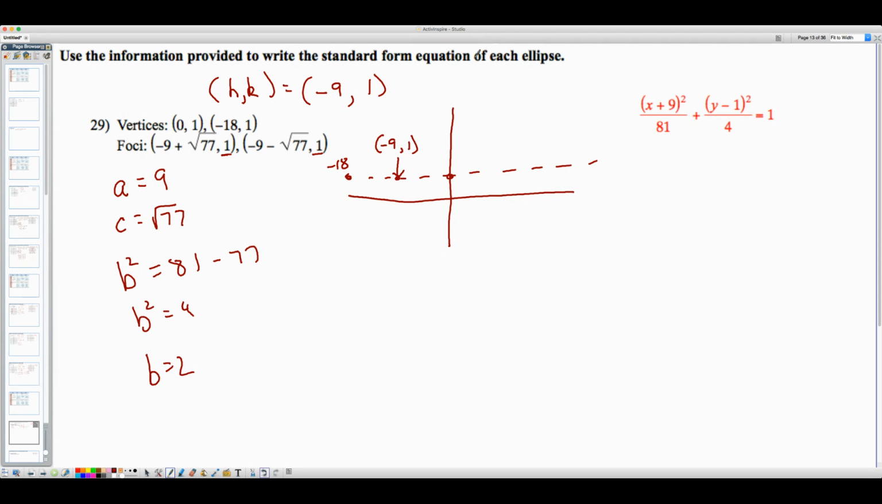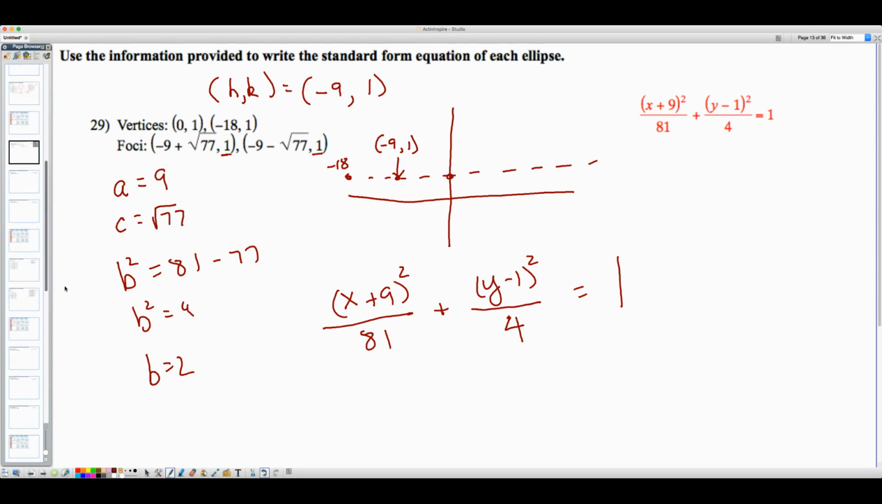So to write the equation in the standard ellipse form, I need to know my center. So I have (x plus 9) squared, and I'm going to put a plus sign in between. And for the y squared, the y value is going to be (y minus 1) squared, and it's going to equal 1. Since this is horizontally located, I'm going to take my a squared value underneath the x term, which would be 81, and my b squared underneath the y term, which would be 4. And there's my equation.